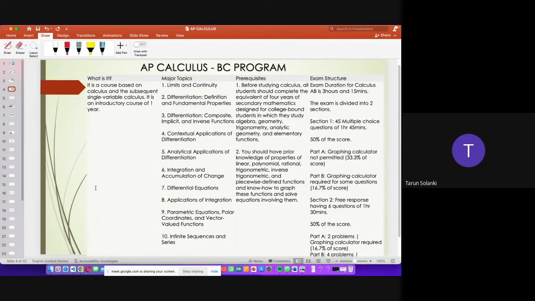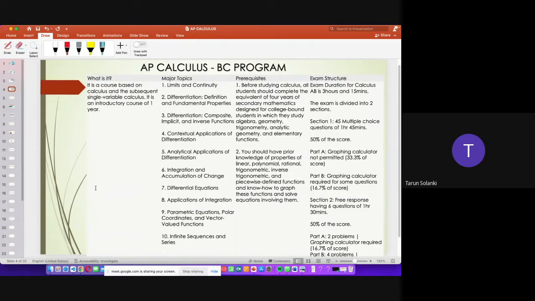Now the prerequisites are the same as the AB program which we have discussed. You should know all the basic maths, which includes higher algebra, geometry, trigonometry, analytical geometry, elementary functions, as well as polynomial, rational, trigonometric, and inverse trigonometric functions. All these things you must know, and how to graph those functions and solve equations involving them.